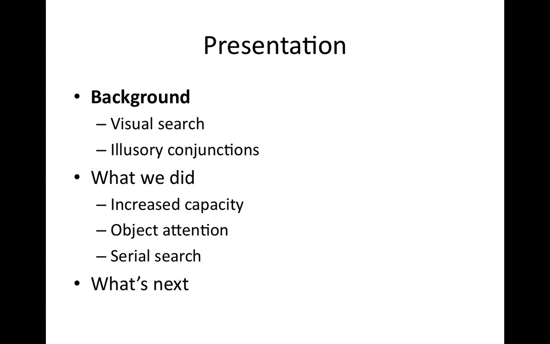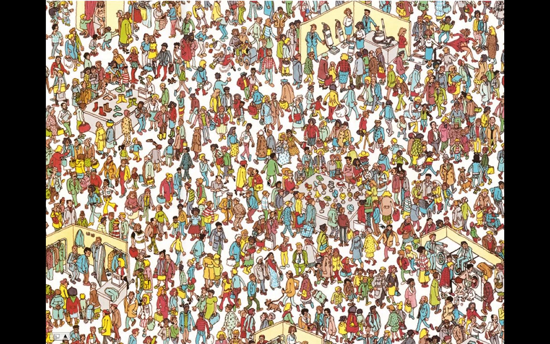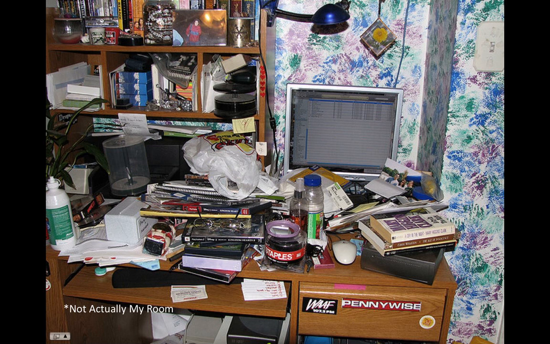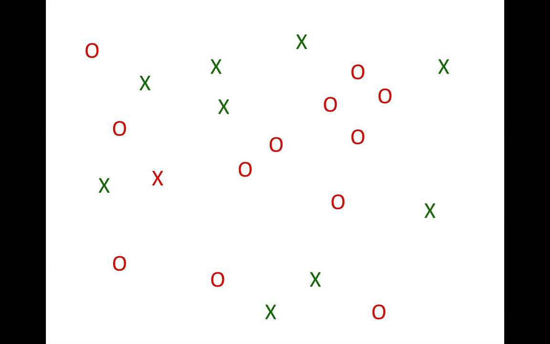Visual search is fancy psychology jargon for looking for something. If your childhood was like mine, you should be familiar with Where's Waldo, where the goal is to find Waldo in a big scene. If your current life is like mine, you should be familiar with looking everywhere in your room every morning trying to find your keys. Because psychologists are very imaginative, they came up with equally creative scenes that look roughly like this.